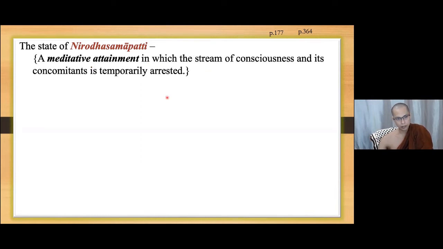In it, the stream of consciousness and its concomitants, the consciousness and mental factors, are temporarily arrested. As I mentioned, this is the state of nirodha at the time of nirodha samāpatti. Here it mentions the consciousness and associated mental factors, and does not mention materiality. If we classify materiality according to origination, there are only four types: kamma-born matter, mind-born matter, temperature-born matter, and nutriment-born matter. Among these four types, the mind-born materiality is also arrested there, because there is no consciousness or mental factors, no mentality.